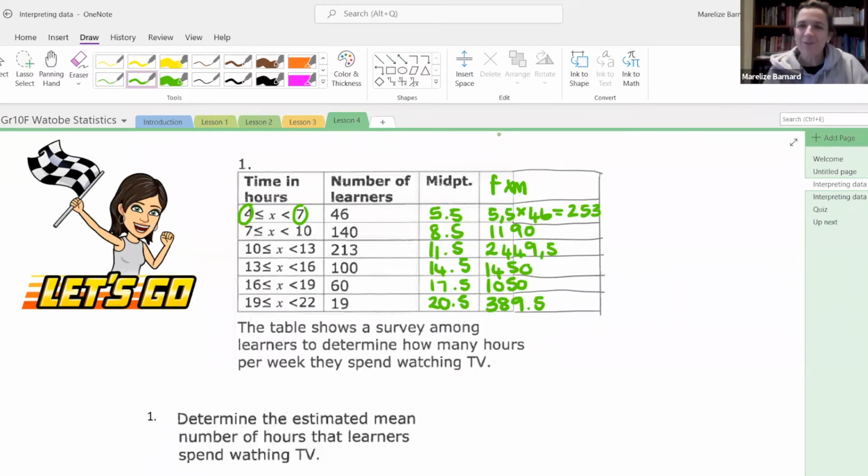Okay, so Watobians are done. Let's add up. And what are we going to add up? And what are we going to divide by? We're going to add up the number of learners to get the total frequency. And we're going to add up this column, the F times M column. And we're going to divide it by the total frequency to get our estimated mean. Okay, so another 2 minutes to do that.